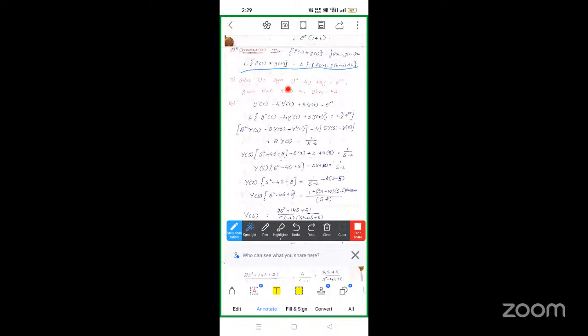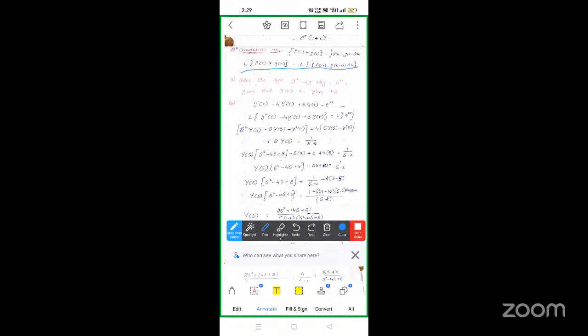Here, example 3, again using applications to differential equations. The previous two examples were based on first order, first degree equations. So here we take second order, higher order differential equations. How do we solve higher order differential equations using the Laplace transform? Example 3: solve the differential equation y double dash minus 4y dash plus 8y is equal to e power 2t, with initial conditions y of 0 is equal to 2, y dash of 0 is equal to minus 2.